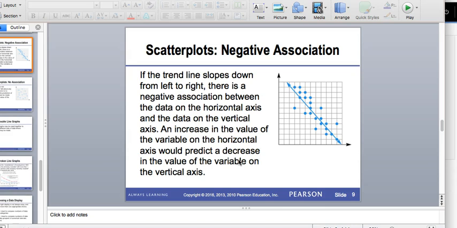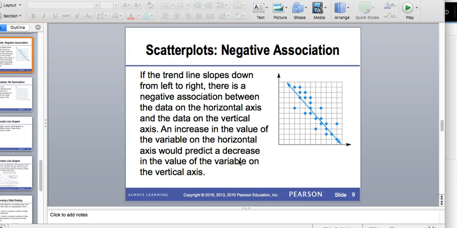What people miss on this is it's still an increase on the x-axis. We're still going forward on the x-axis. So you see in this paragraph it says an increase in the value on the horizontal axis, but there's a decrease in the y values, which is making that come downward.